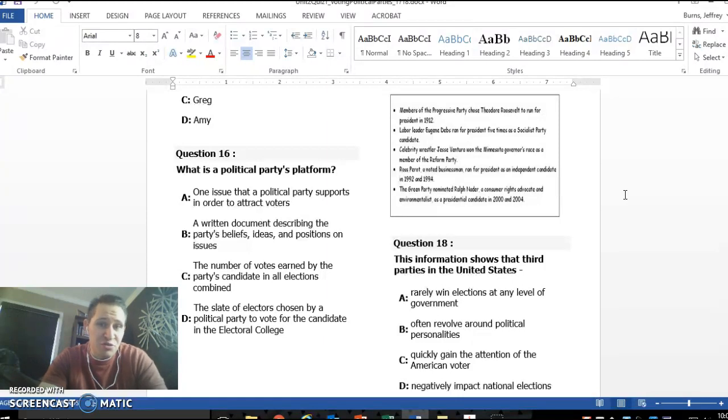Yes, A is true about third parties, but this information in this graphic shows B, because each statement has an individual who is running as a third-party candidate, and that individual is what's gaining support for the party as opposed to the issues or what the party stands for, the platform. It's more about that person that they're centered around. So B is the answer to number 18.